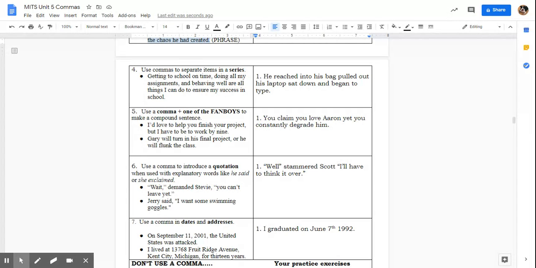4, we use commas to separate items in a series. You guys should know this. You've been doing this for a while. So, getting to school on time, doing all my assignments, and behaving well are all things I can do to ensure my success in school. Okay. So when we look at the practice, we simply need to put commas after the items we are listing.